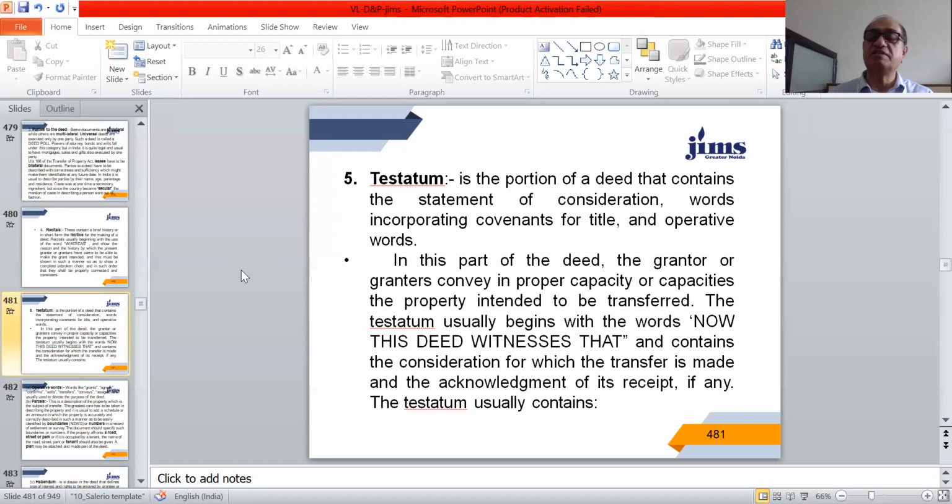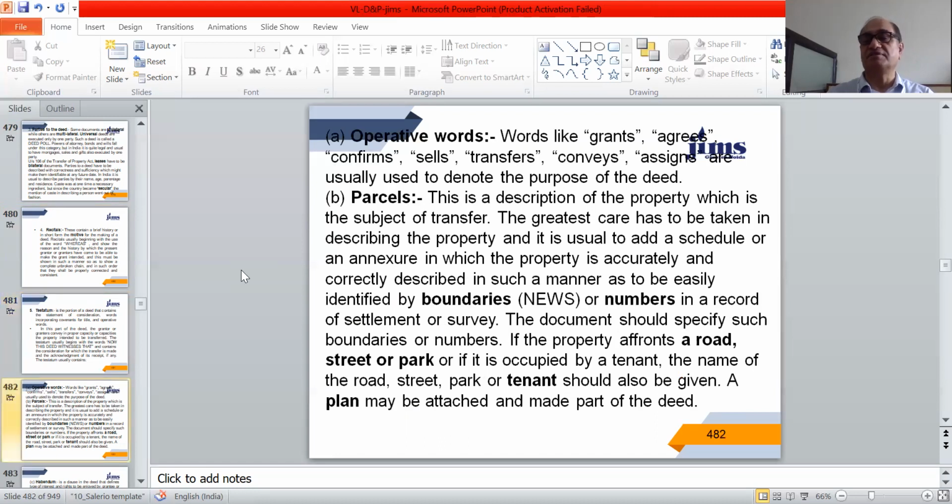So the seller will acknowledge its receipt, that he has received a sum of rupees 10 lakh by means of cheque number so and so. And this testatum usually contains operative words. Operative words means words like grants, agrees, confirms, sells, transfers, conveys, assigns. These are the usual words used to denote the purpose of the deed.